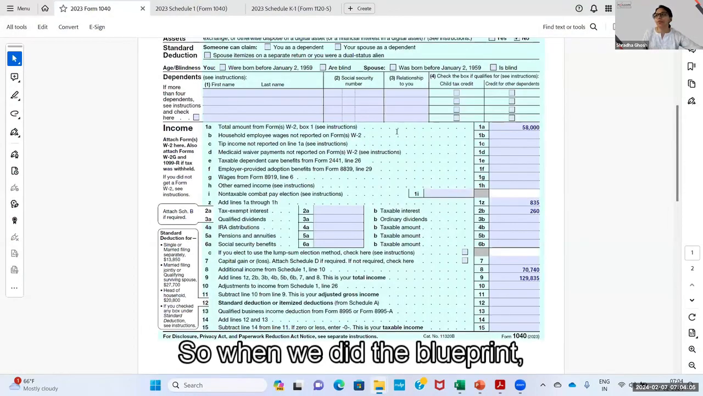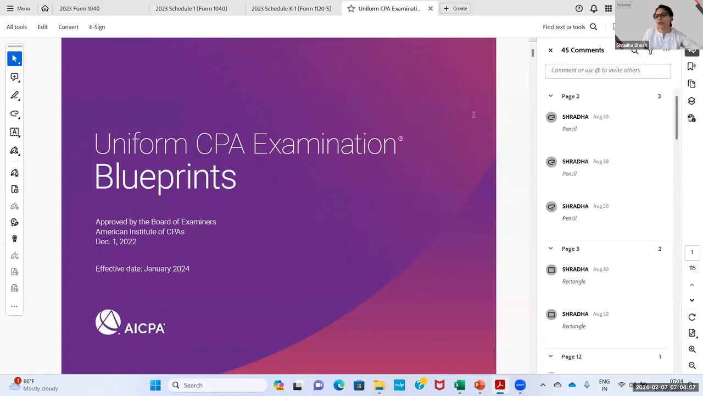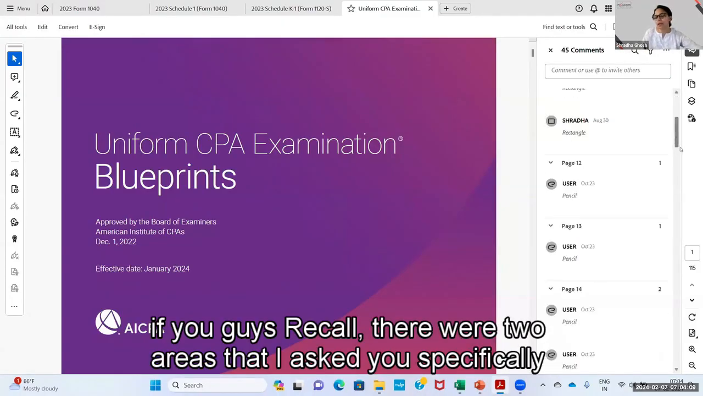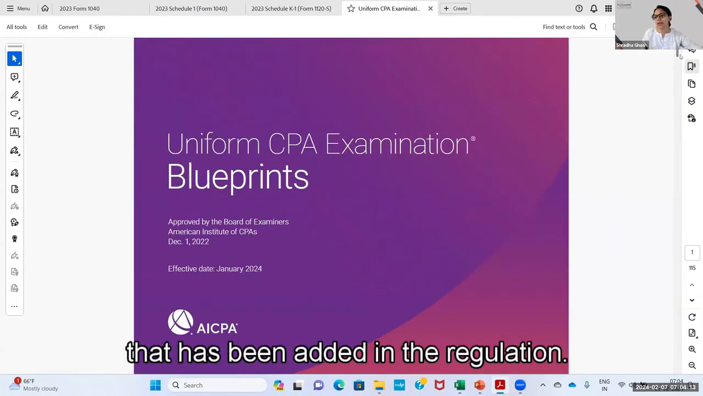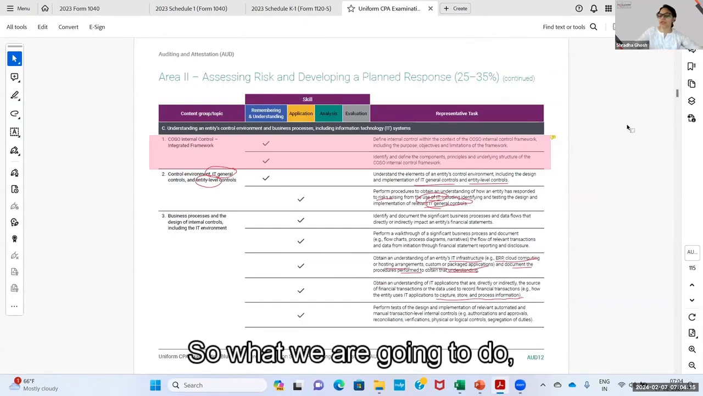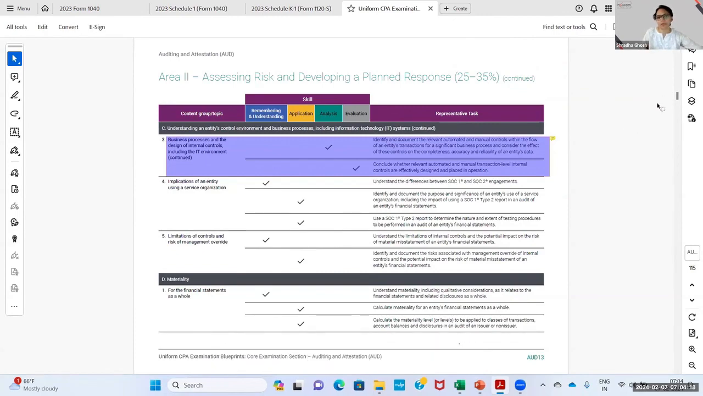So when we did the blueprint, if you guys recall, there were two areas that I asked you specifically about, that have been added in the regulation course. So what we're going to do, never done that before.